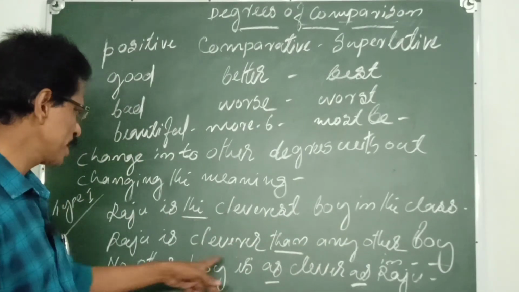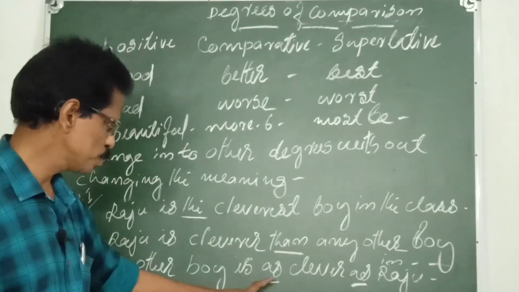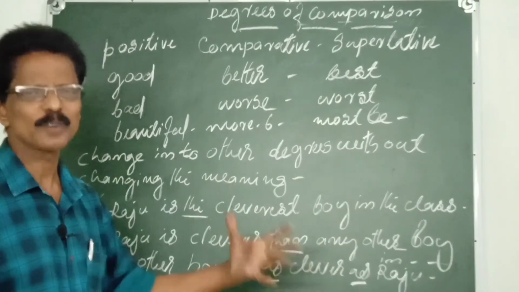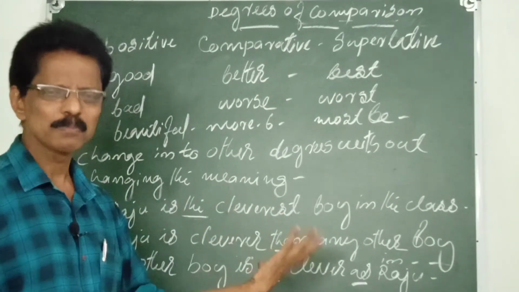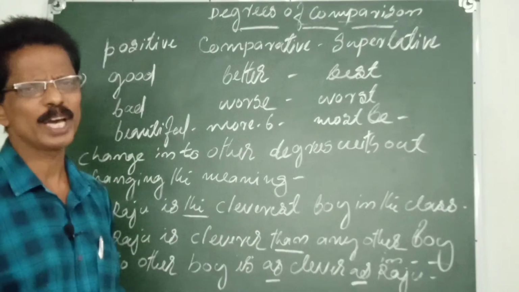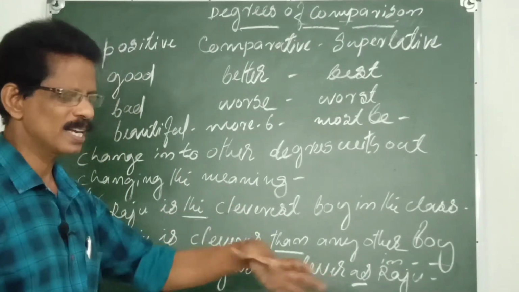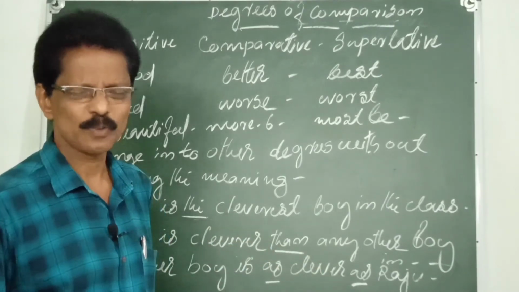See, no other boy in the class is so clever as Raju. As or so you can use. "As" is easier: as clever as, as beautiful as, as big as, as intelligent as. But whichever you use, no problem. There are 2 or 3 types, but that is not required for you in this lesson.